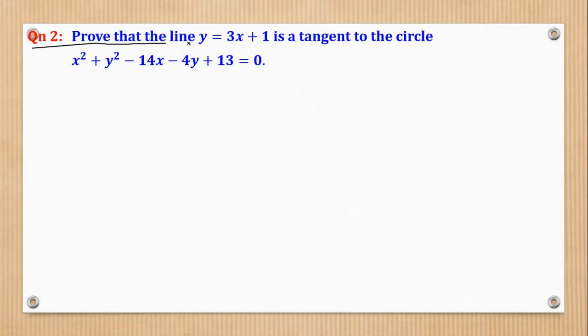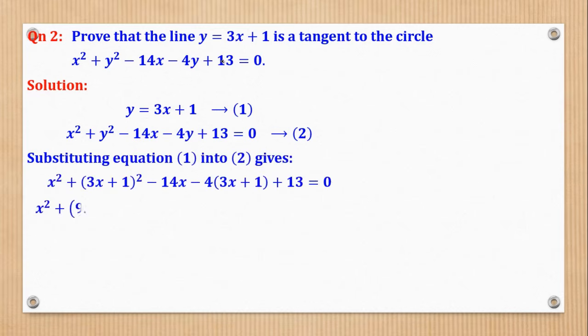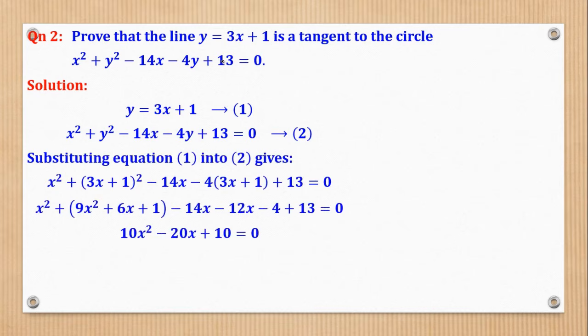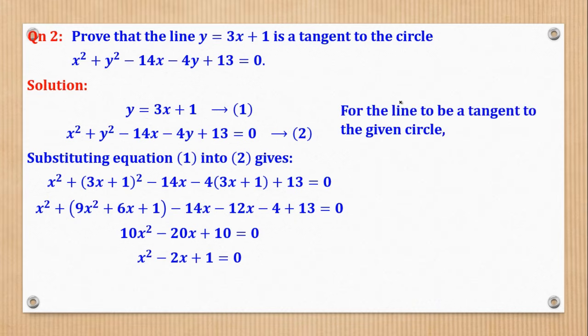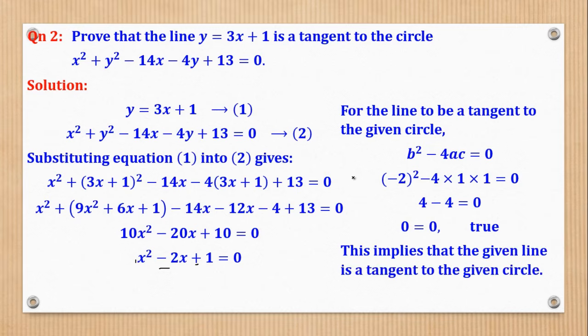Then question 2 says, prove that the line is a tangent to the circle. So still we shall go through the same procedure. That line will be equation 1 and this equation 2, so I'll substitute equation 1 into equation 2 to come up with that. Then expand, collect like terms, reduce to come up with that. So that is a quadratic. Next, I'll remember that for the line to be a tangent, the discriminant must be equal to 0. So substitute for A: A is positive 1, B is negative 2, and C is positive 1. So substitute, simplify, you come up with 0 equal to 0, which is true. Therefore, the given line is tangent to the given circle.